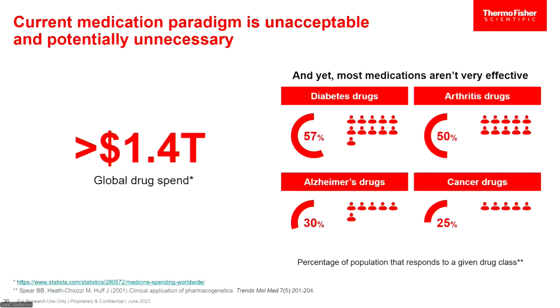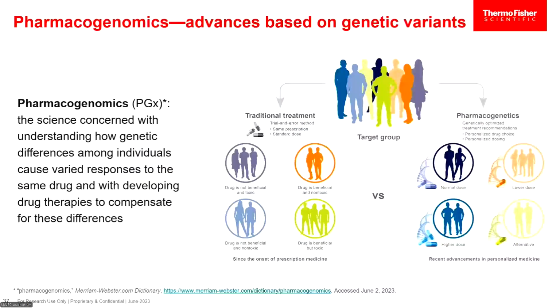A few other stats here in terms of the global drug spend. You know, again, we spend trillions of dollars, and yet most medications are very ineffective, right? They're not effective enough. And that's what we're trying to do: find the right drug, right treatment, right patient using genetics. A bit more here, just as far as who does what. It's, again, target groups when we're talking about PGX versus traditional treatments and how we compare patient genetic makeup with the drugs that they're taking.